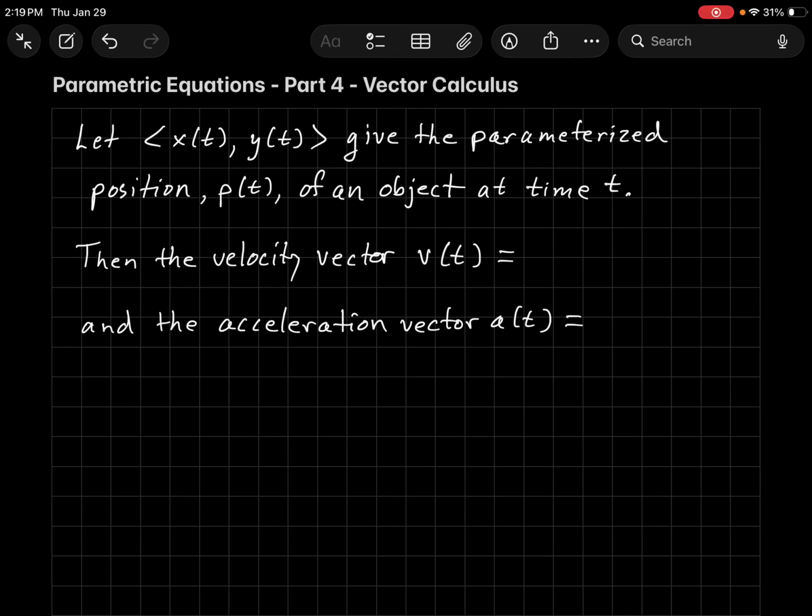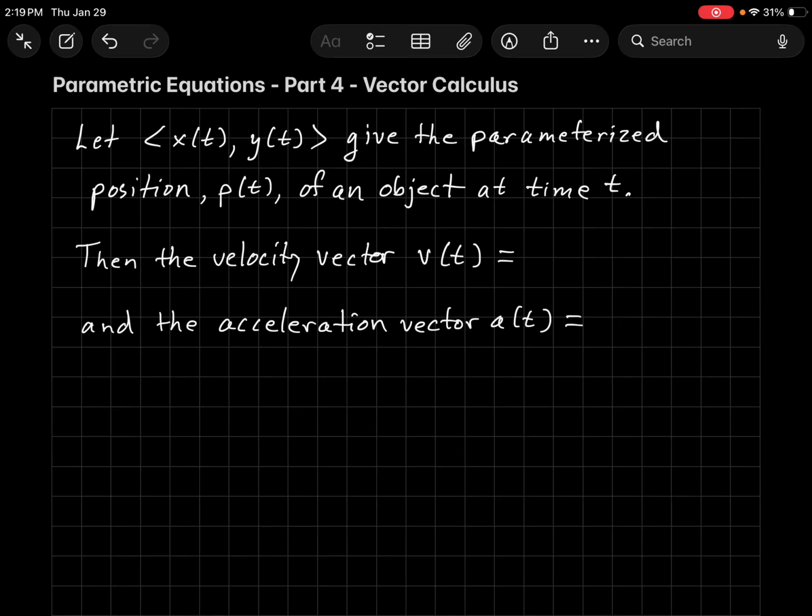Parametric Equations Part 4, Vector Calculus. Let x of t, comma y of t, notice the brackets. That is one of the notations we use for vectors. Given the parameterized position p of an object at time t.